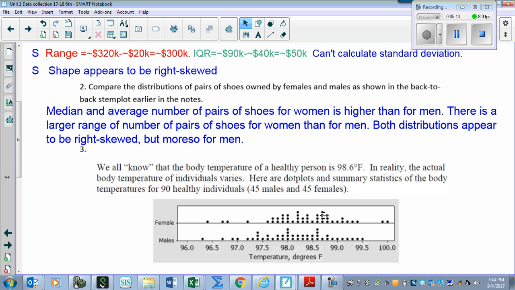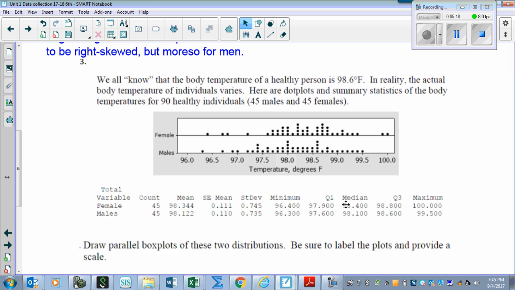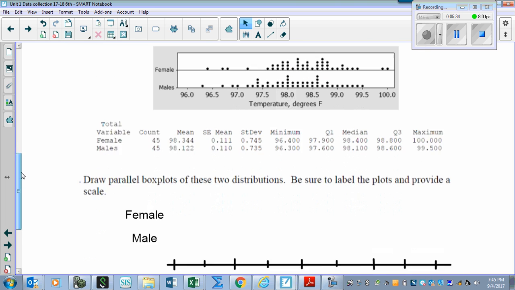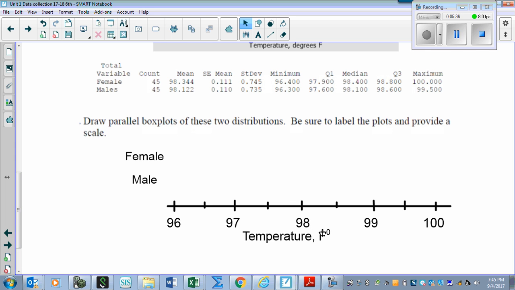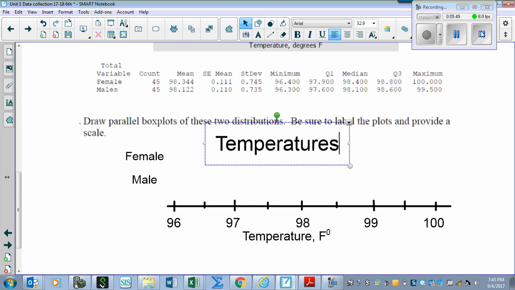And then we'll use the 5-number summary in order to make the box and whisker plot for both. You'll want to make those. So for the females, minimum 96.4, Q1, median, Q3, max to make your box and whisker, and use these same 5 numbers for males. My skeleton here is temperature in Fahrenheit degrees, properly scaled, female and male. I'll just call it temperatures. Okay, thank you. That's it for the practice problems.